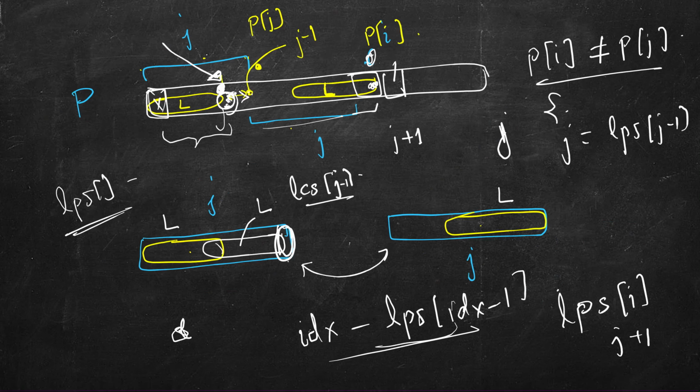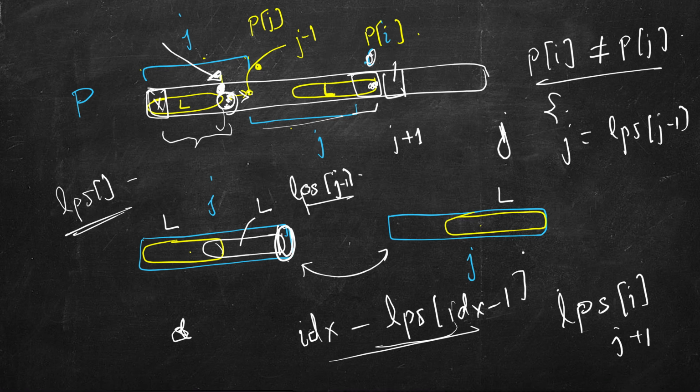This part is the same as this part, so this part is the same as this, and this index is j minus 1. So this length L denotes not LCS but LPS[j minus 1]. So we are moving j here from here to here. Again, we will do the same thing.